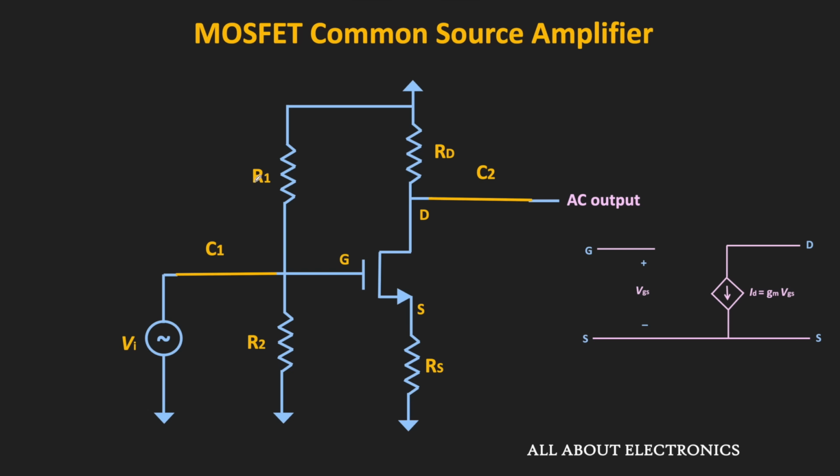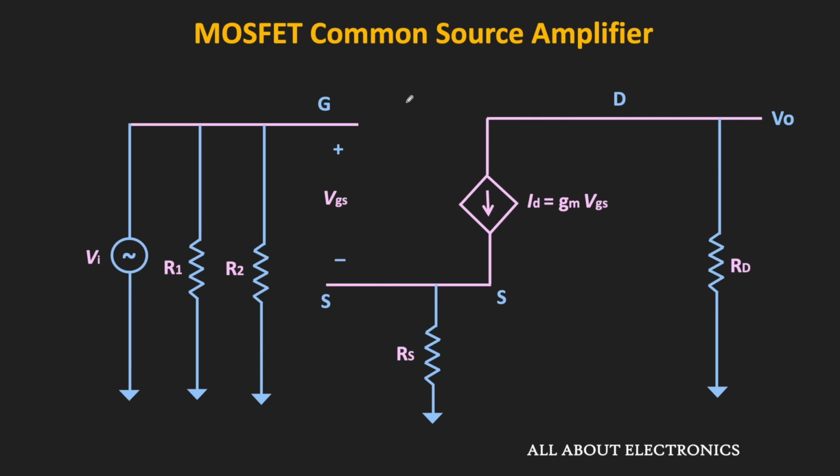Similarly, these two resistors R1 and R2 are appearing between the gate and the ground terminal. And this resistor RD is appearing between the drain and the ground terminal. So if you see the equivalent circuit, then the small signal equivalent circuit will look like this. So for this circuit, first of all let us find the voltage gain.